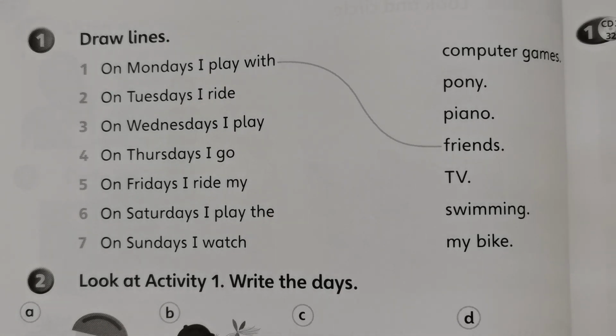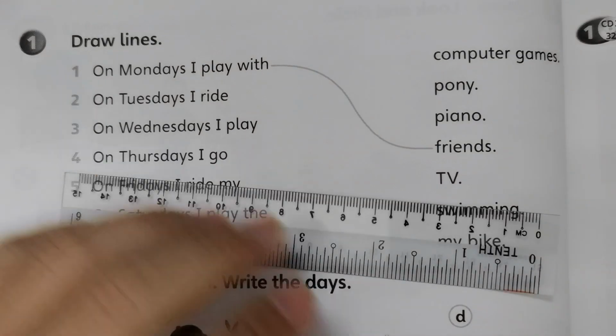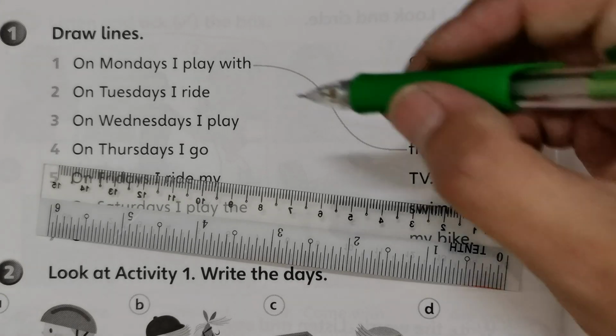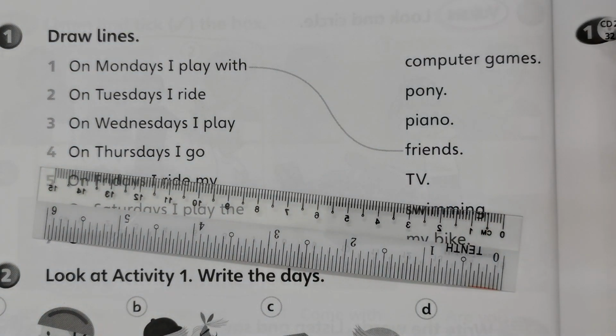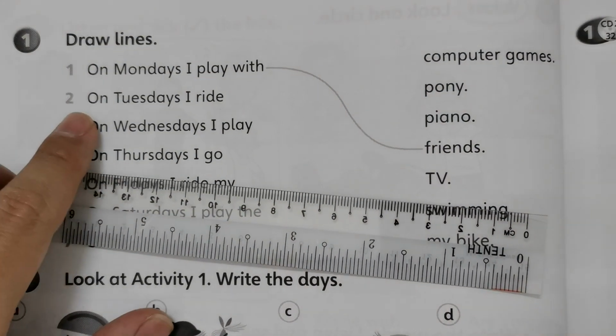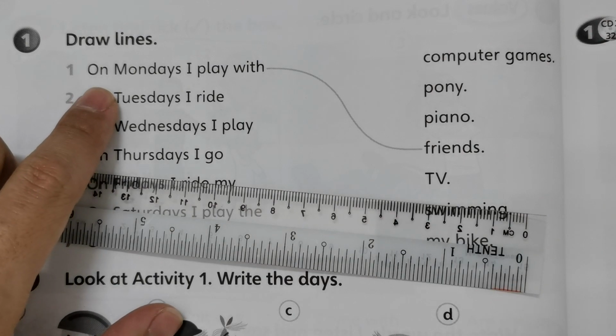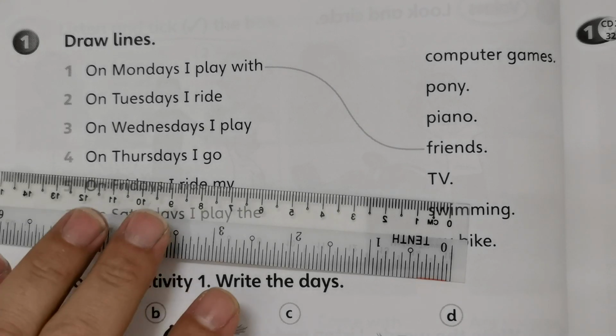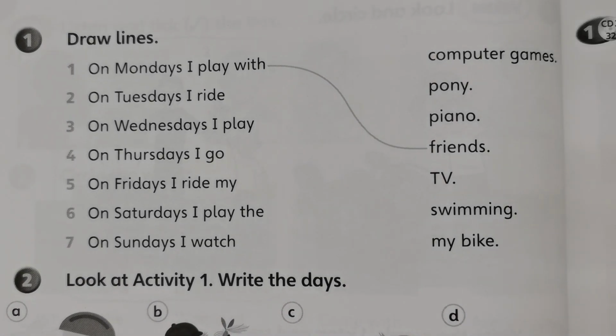So on Mondays, I play with friends. So this is my method you will need to use. I encourage you to use a ruler rather than draw randomly. So number 1, on Mondays I play with friends. And then number 2, on Tuesdays I ride.